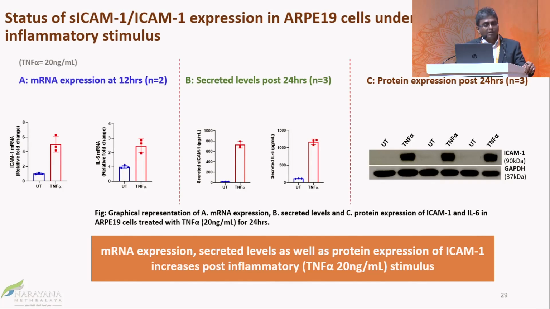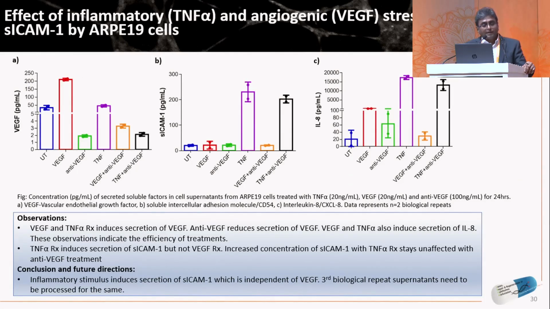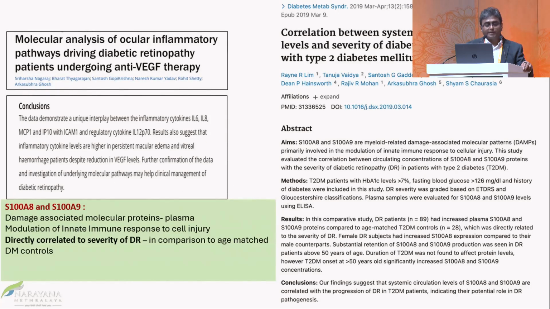When you subject these RPE cells to TNF, you can see the rise in ICAM as well as IL-6, and this rise is still persisting even beyond 24 hours. And if you look at these biomarkers, the cytokines, when you inject them on the RPE cell line, in the second graph here, when you subject it to TNF, the VEGF is not increasing, but the ICAM is increasing. So it clearly shows that there are other molecules beyond VEGF we need to look at, and these are the few studies that we have published so far.